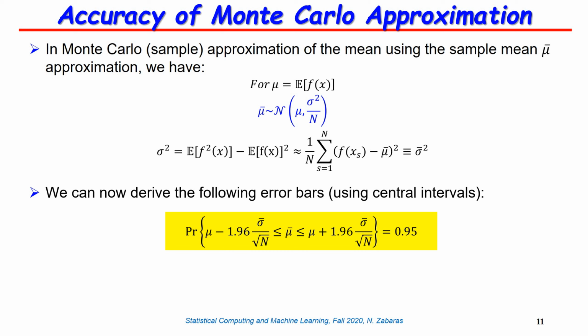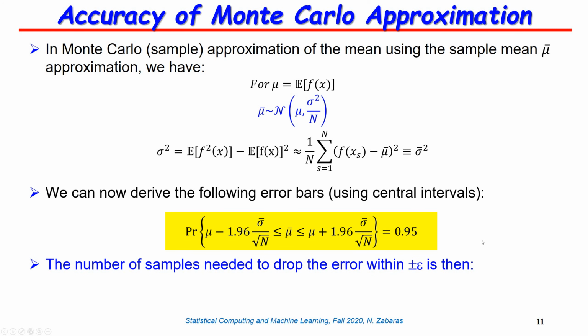And you can easily pose a question. You say, can you tell me how many samples I need if I want to drop this error below a value epsilon? And here's the answer.